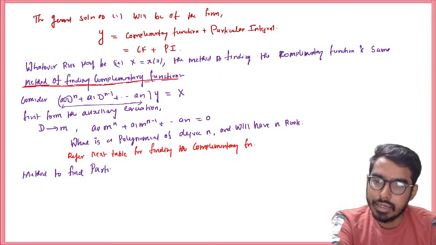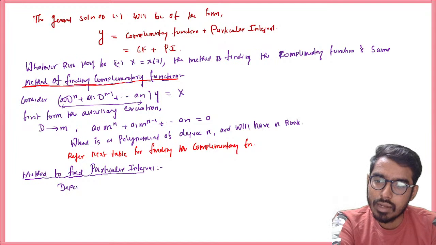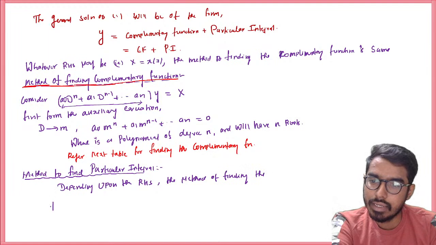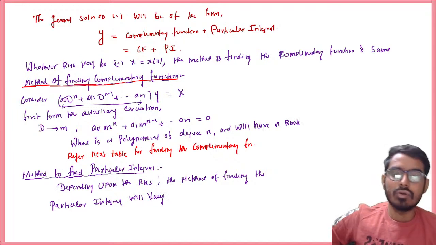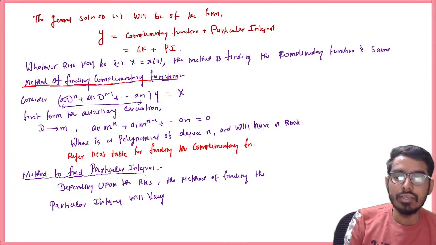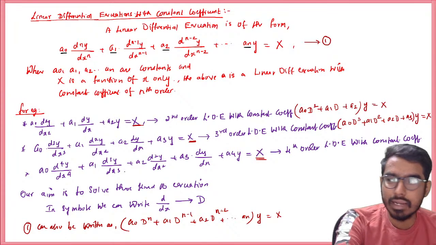To find the particular integral, see, for the complementary function the method of finding is the same whatever the RHS may be. Depending upon the RHS, the method of finding the particular integral will vary. So we are going to classify different RHS: type 0, type 1, type 2, type 3. Depending upon the type, the method of finding the particular integral will vary, right?